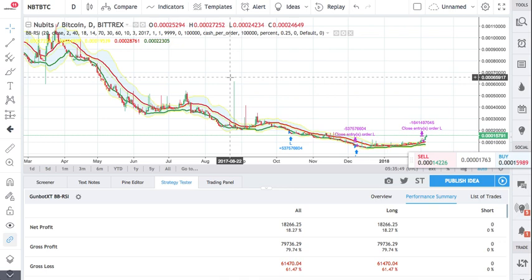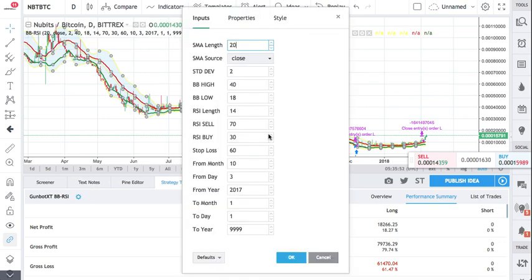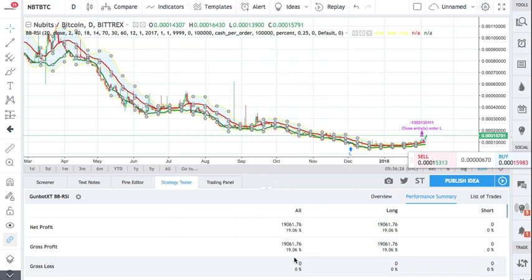So the basic idea here is that my settings are with a simple moving average of 20, Bollinger Band high of 40, Bollinger Band low of 18. The RSI indicator length is 14 candlesticks. 70, oops, it was set at 70 for sell, 30 for buy with a 60% stop loss. And let's give it a little bit closer window here. Start from the 1st of December until today. And that should give us the massive spike last year and then also this current January.